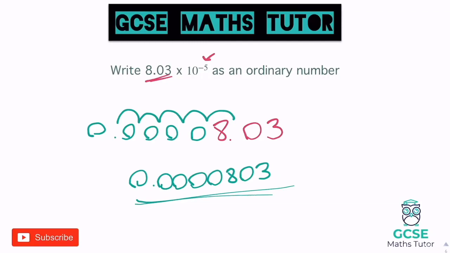So just remember, if it's a positive power, we're going to hop it to the right to make sure it's a big number, and if it's a negative power, we're going to hop it to the left to make sure it's a 0 point number, a little number there.